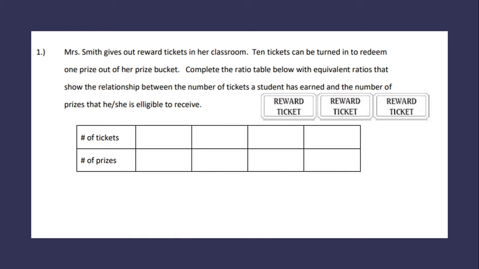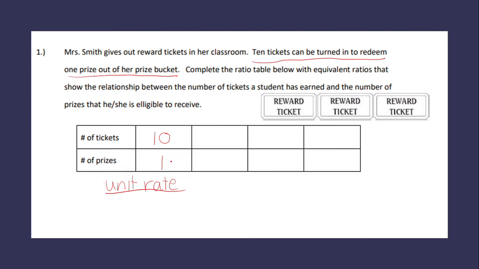Now let's look at what we know. We know that 10 tickets can be turned in to redeem one prize in her prize bucket. So we can go ahead and fill out the number of tickets. Well, if Mrs. Smith has 10 tickets, then you can get one prize. And this is actually the unit rate. This is something that we talked about in the video. Unit rate is the amount of one quantity. So whenever we're talking about one, that's the unit rate. 10 tickets per one prize.